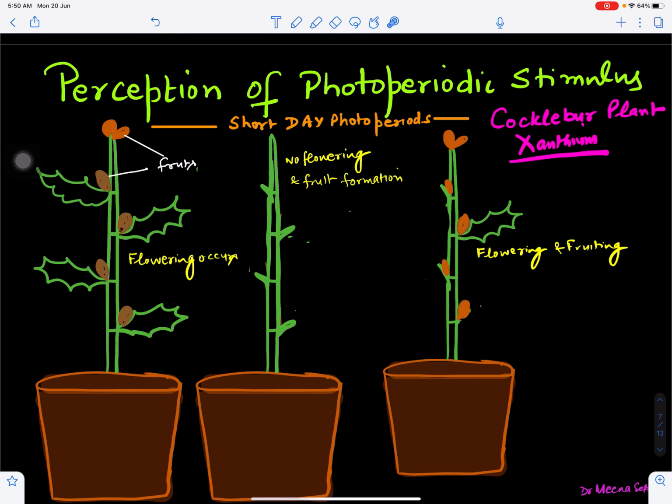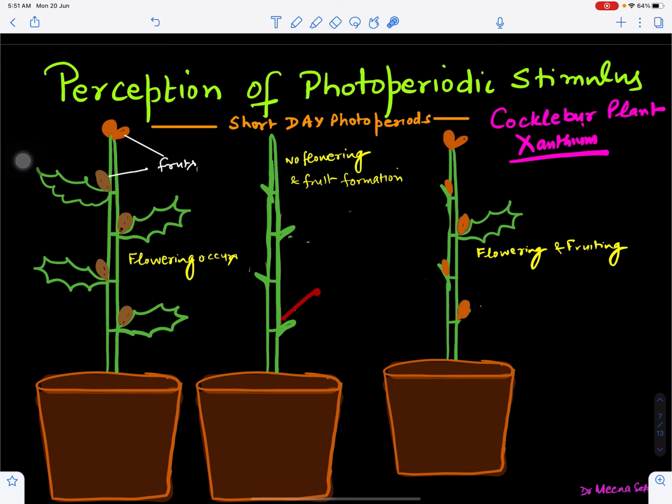Now we are doing certain experiments here. We have given the proper short day condition, so we can see flowering will take place and fruit formation will also occur, right? So this is when we have properly exposed the plant to the short day photoperiod. Now we have defoliated the plant, we have removed all the leaves, and then we have exposed it to the short day photoperiod.